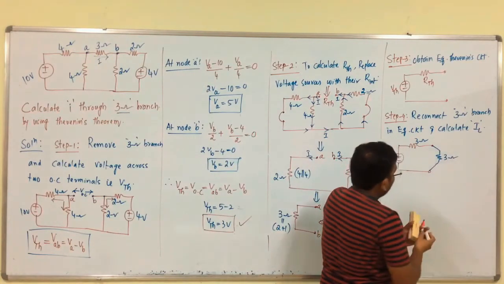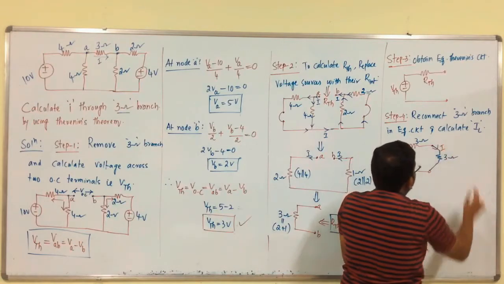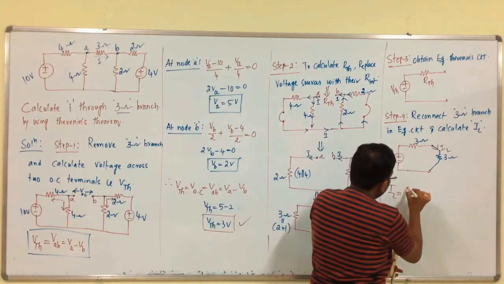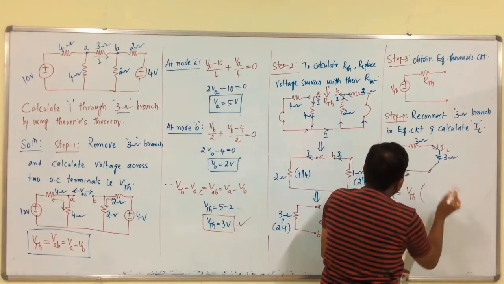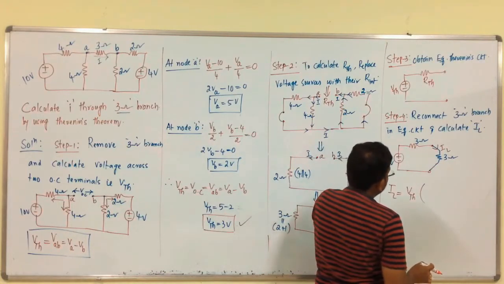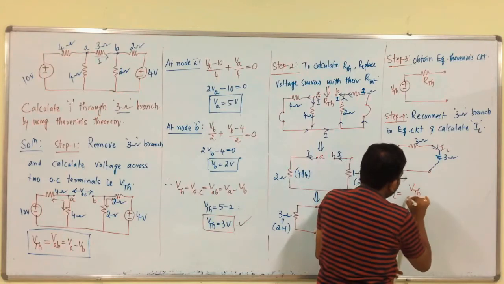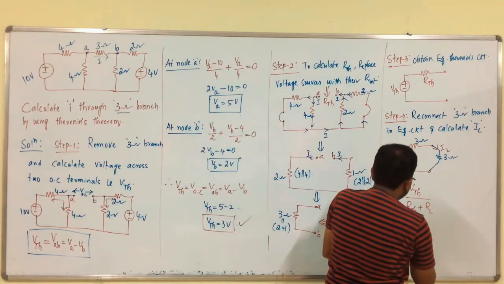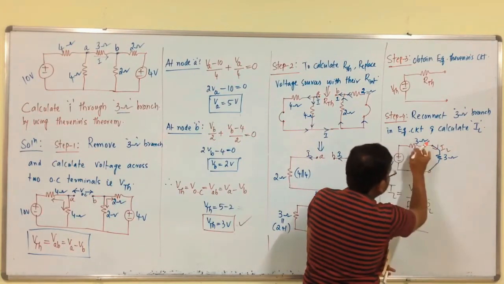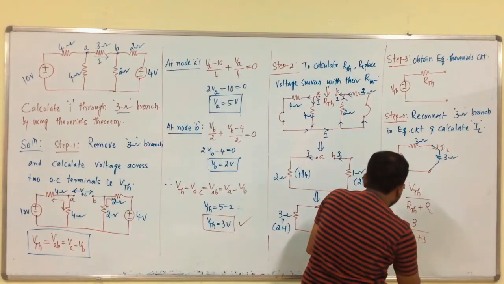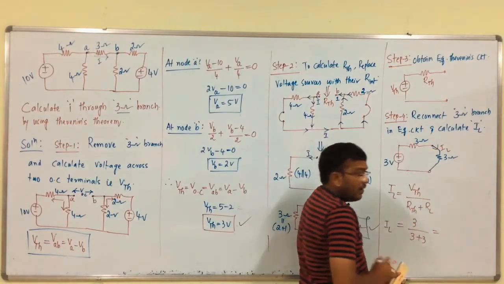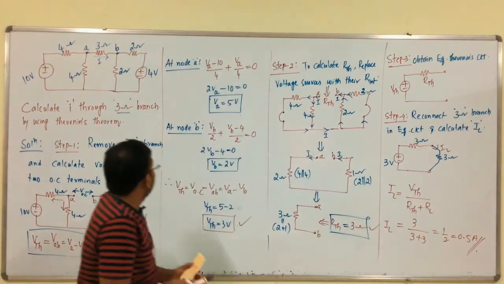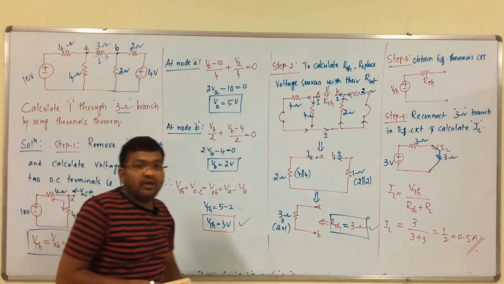This is 3 ohms and the value of current is nothing but IA or IL. We have to get the current IL. So, how to get the value of current, which equals the total voltage, that is VTH by RTH plus RL, which is nothing but 3 by 3 plus 3, which equals 1 by 2, which equals 0.5 amps. So, the current through this branch is 0.5 amps.